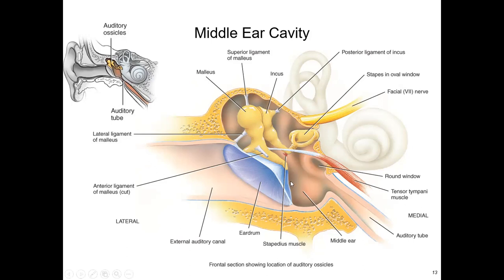Interesting aspects here: the middle ear is connected to the nasopharynx through this auditory or eustachian tube. The auditory ossicles are suspended by ligaments. And we also have two tiny muscles here. Here's the remnant, a lot of it is cut away, the stapedius muscle. And here's another somewhat larger muscle, the tensor tympani.